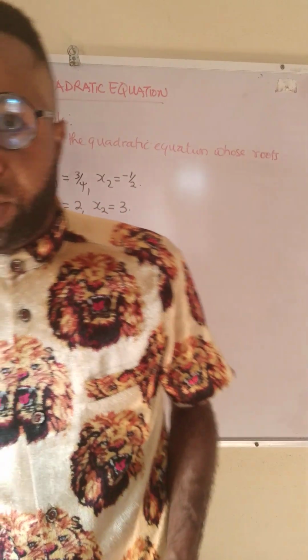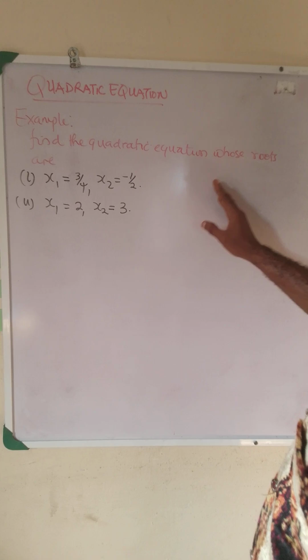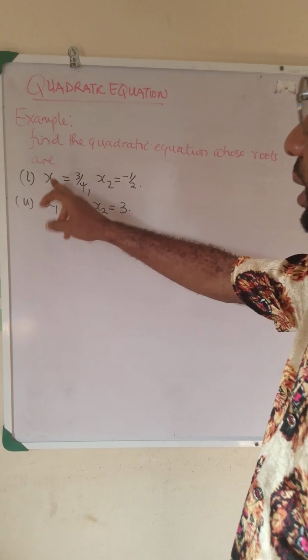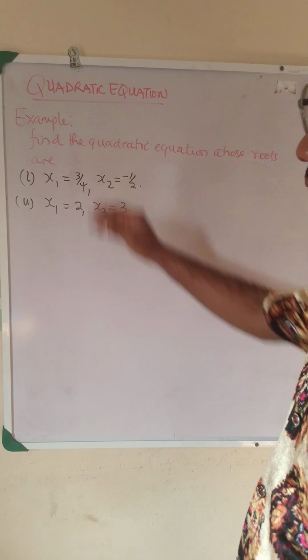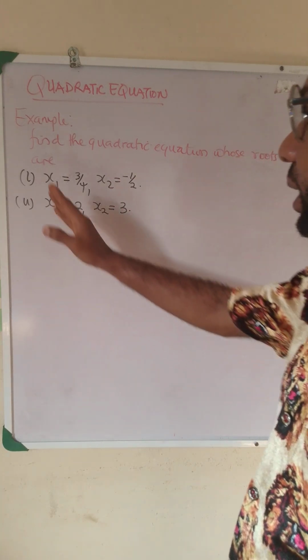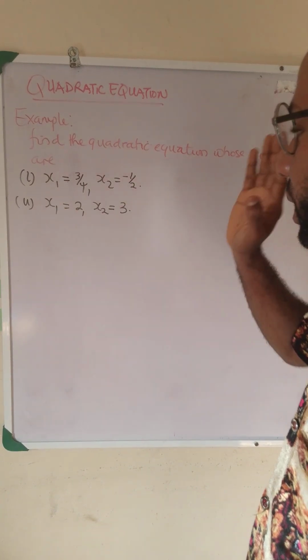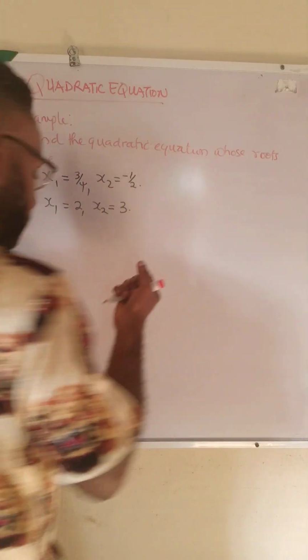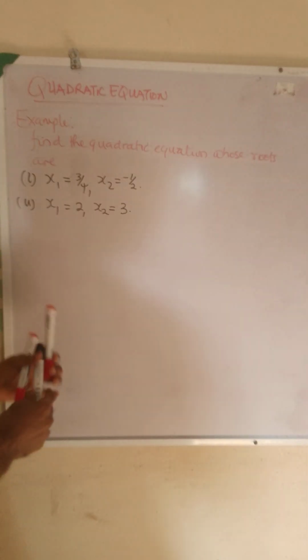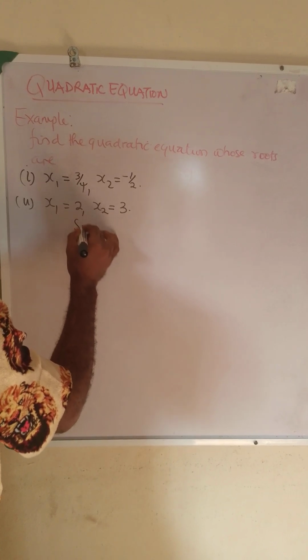Hello viewers, still on quadratic equation. We are going to find the quadratic equation whose roots are x1 equal to 3 over 4 and x2 equal to minus 1 over 2, and then x1 equal to 2 and x2 equal to 3. So we are going to do a quick one for this. This is I. So solution.